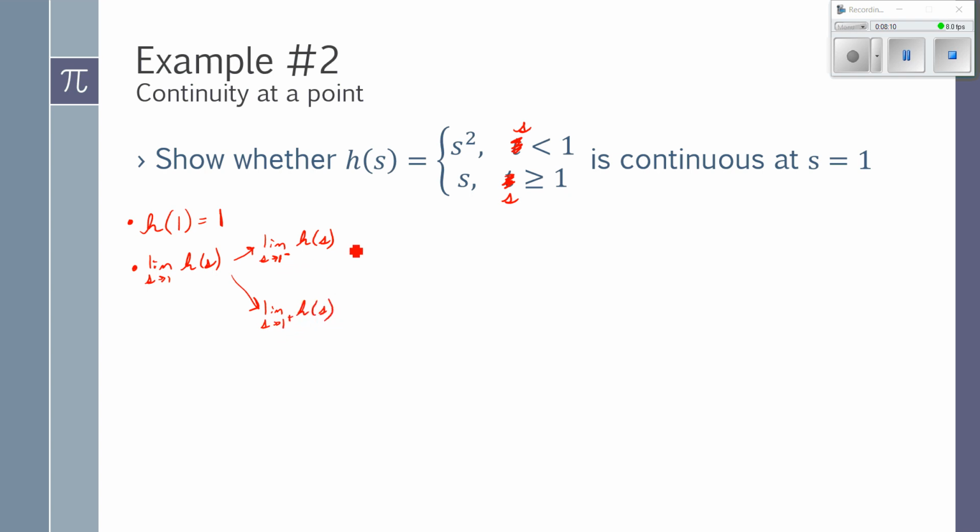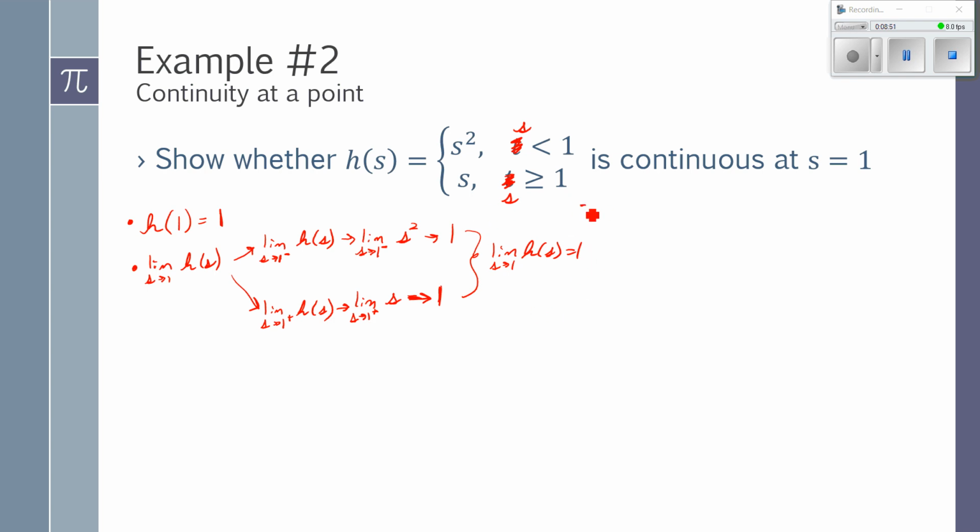If I focus on the left-hand limit first, since s is approaching 1 from the left, that means s is smaller than 1, so I would use the first piece. I do substitution, and I get 1. That's looking good, because that's the same as h of 1. So now I'm hoping I get the same thing when I do the limit as s approaches 1 from the right. Well, if s is approaching 1 from the right, s is bigger than 1, so I use the second piece. I can do substitution, and I get 1. So this means that my two-sided limit as s approaches 1 for h of s is equal to 1.